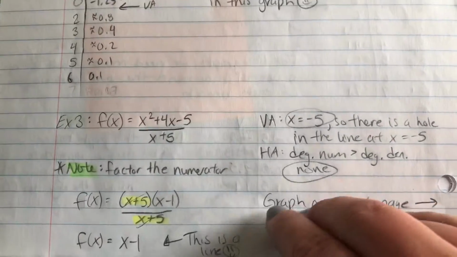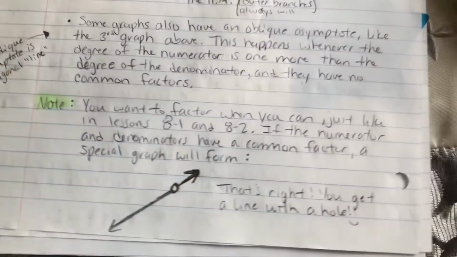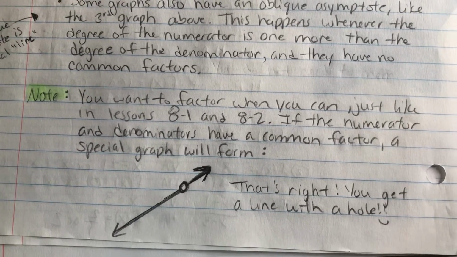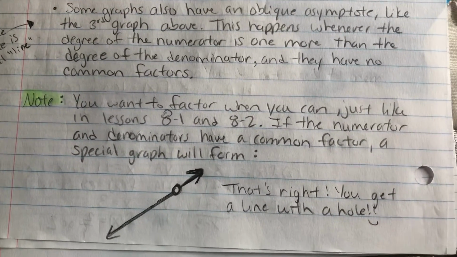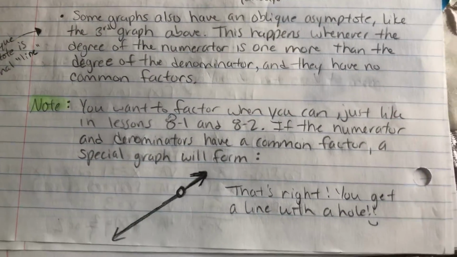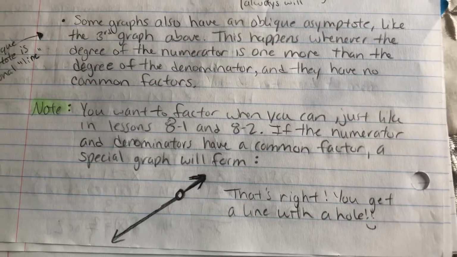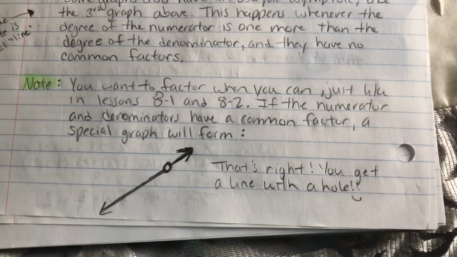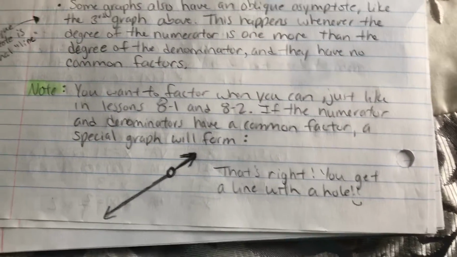And before we get started, I want to recall a note that we talked about. And here it is there. Just like in lessons 8.1 and 8.2, you want to factor whenever you can. In our first two examples for this lesson, we didn't have to do any factoring unless it was to find the vertical asymptotes in the denominator.